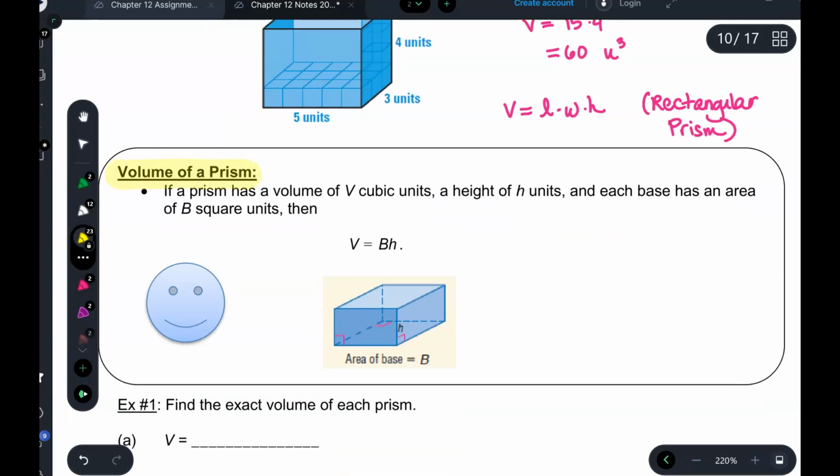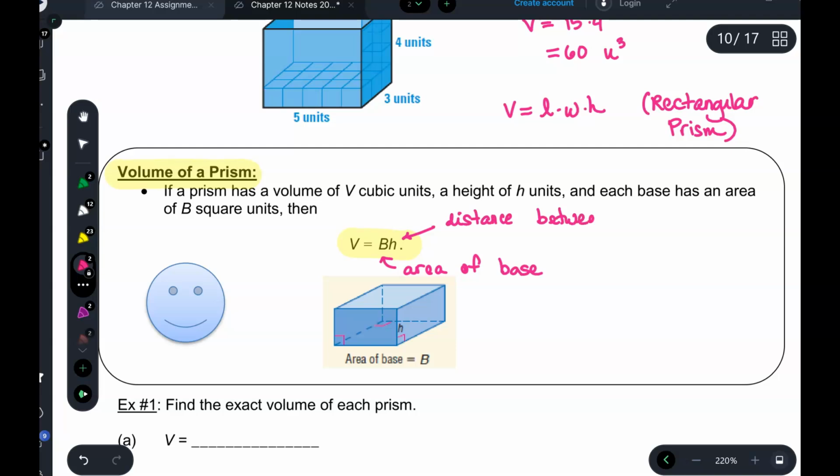Now, what if we had a hexagonal prism? Okay, so what we need to do is figure out the area of the base, and we're going to multiply that by the height. And just remember, B is the area of the base. I like the PA divided by 2 thing. Yeah, we still have to do that. And then height, this is the distance between the bases.